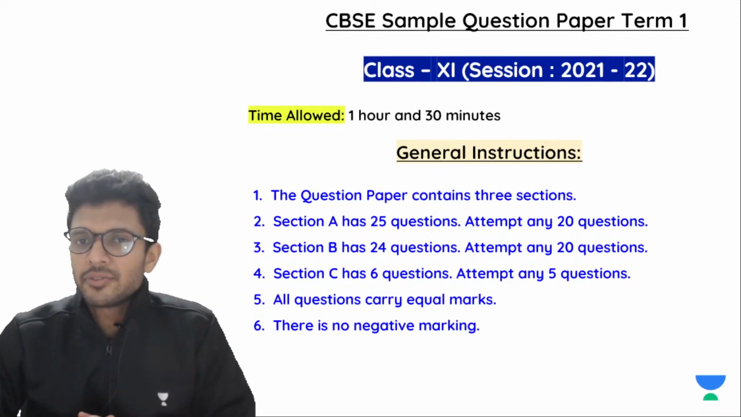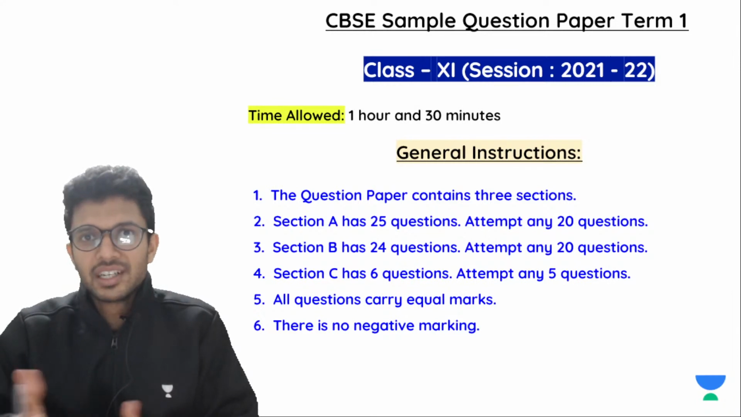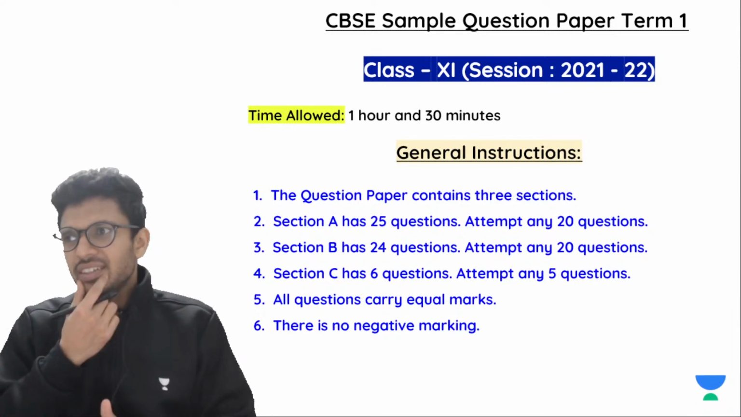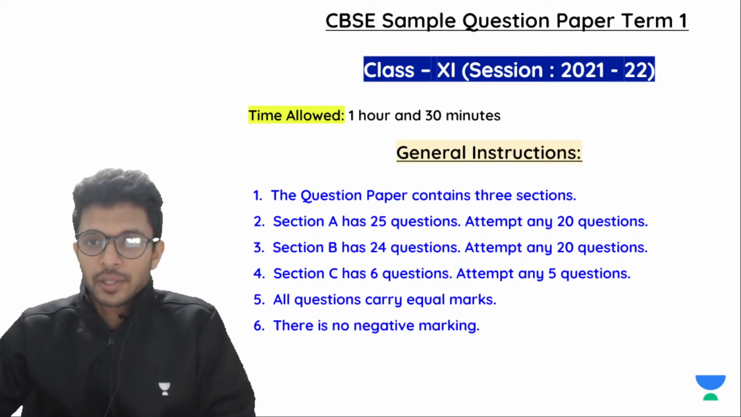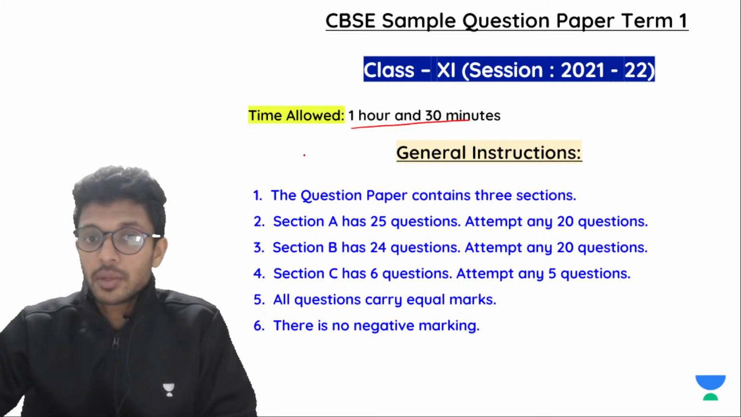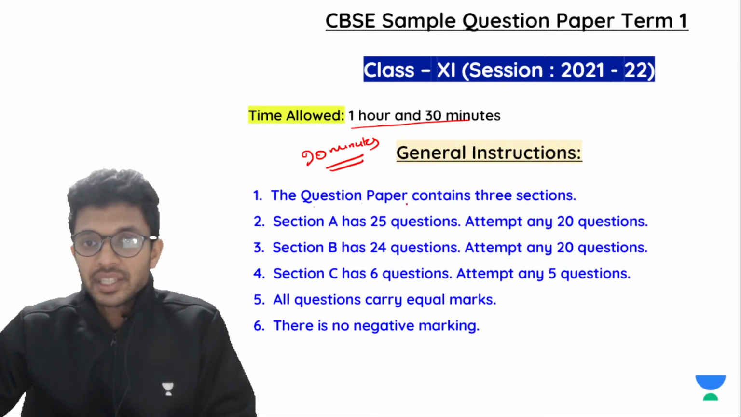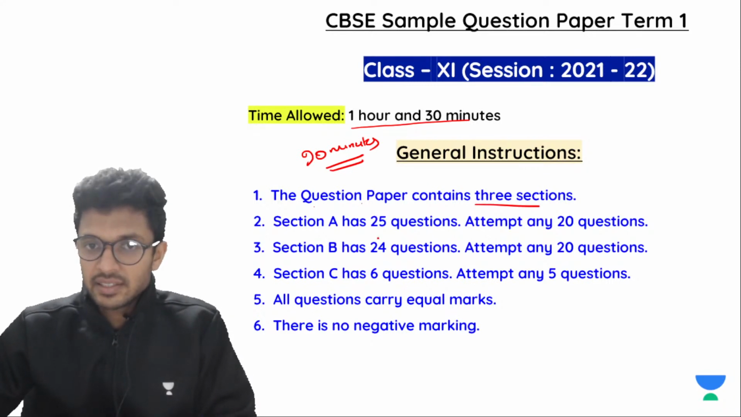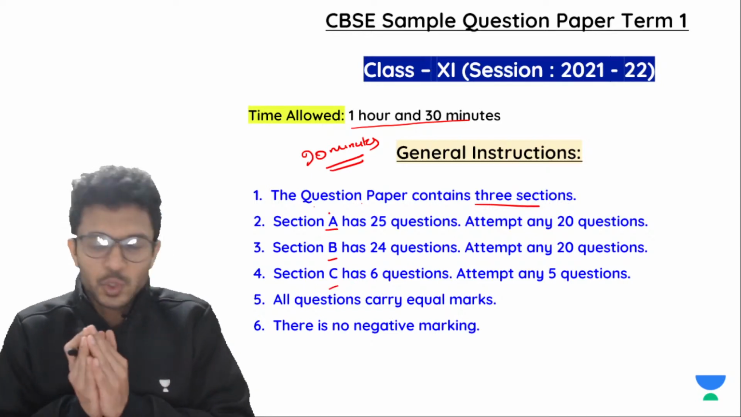Now let us go through the general instructions, because on 10th of December you all have the physics exam, which leaves us with 10 to 12 days. So I'll just tell you how the examination is going to be. It has 1 hour 30 minutes, which means it is a 90 minute exam. The question paper contains 3 sections: section A, section B, and section C. In section A, you will find easy, simple, small questions.